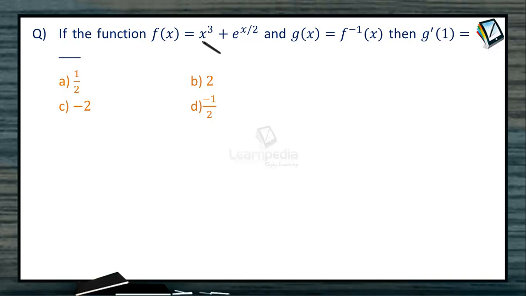A function f of x is given as x cube plus e to the power of x by 2. And g of x is the inverse of f of x. What is required? The derivative of g at 1 is required.